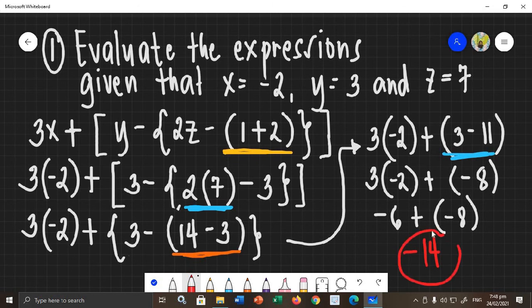Okay? So, that's it, no? You just need to remember yung order ng operations, which is yung Gemdas, and then yung sa groupings din. So that's it. That is how you evaluate algebraic expressions.